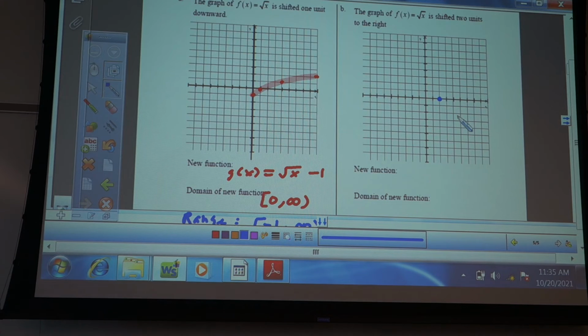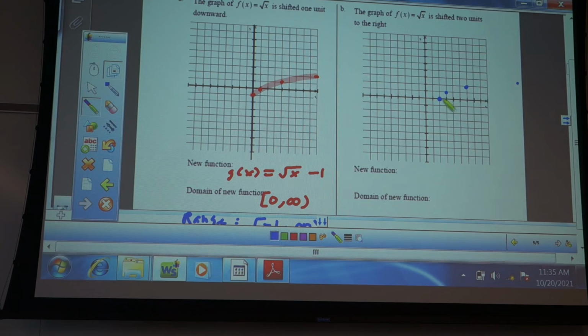Okay, so these ones are going to be from our new center, over 1, up 1, over 4, up 2. So it should be like that, right? And then it would have been way over here somewhere. That would be the other one. So let me draw that line. Like that. Good. What's my new function?